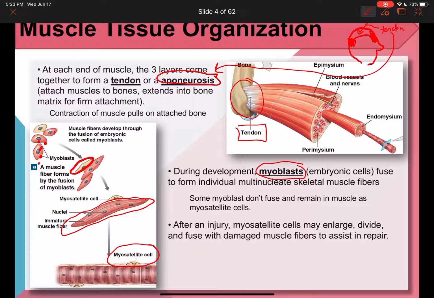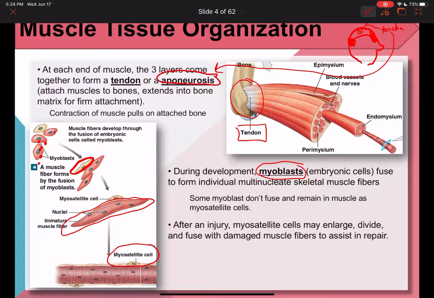Now, when an injury or muscle damage occurs, these myosatellite cells can enlarge, divide, and then fuse with the damaged muscle fibers to assist in the repair. That's pretty much what we know currently about how myosatellite cells work. But how we trigger these, and how many of these myosatellite cells we have, is still under research, okay?